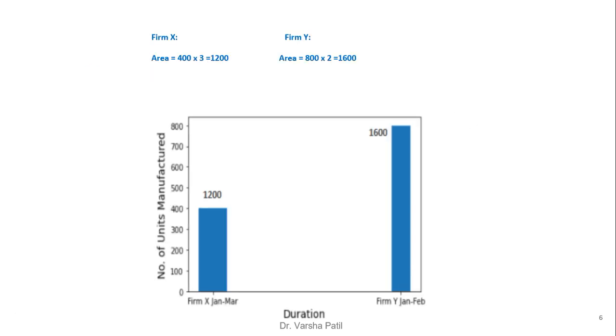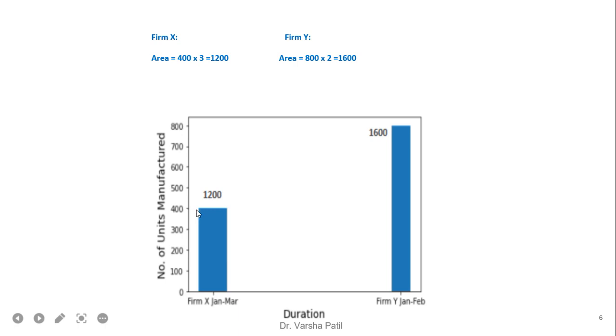Now see the second example. Here firm X produced 400 units over 3 months while firm Y produced 800 units in 2 months. Now here the duration is not the same. Here duration is 3 months and here duration is 2 months, and the cost of the product is the same but the duration is different. Now here the area comes as 1200 and here area comes as 1600.